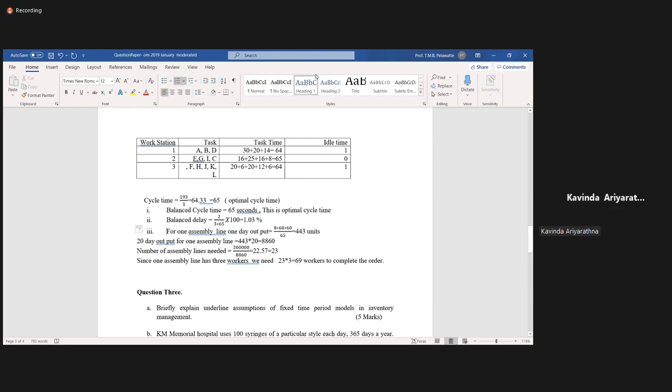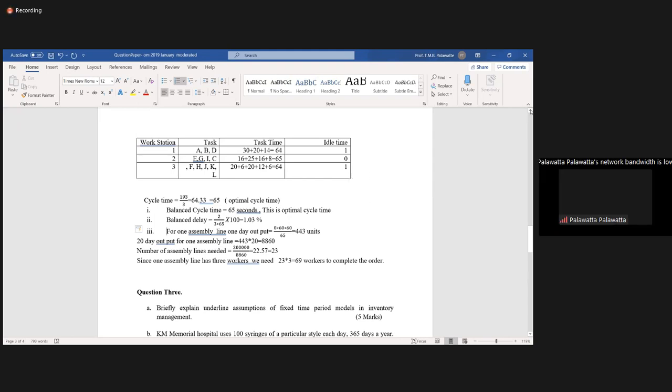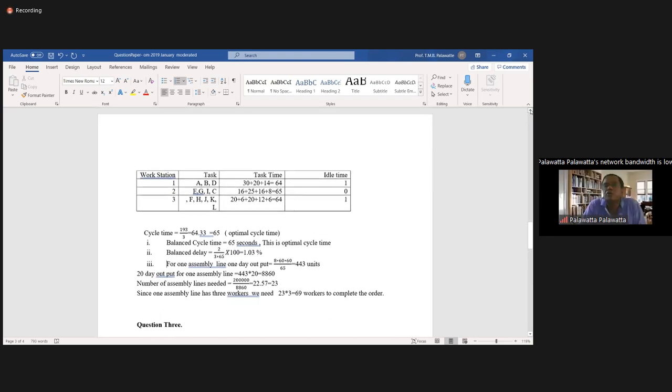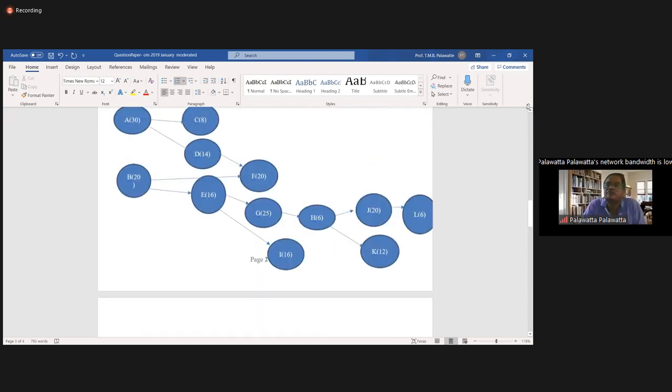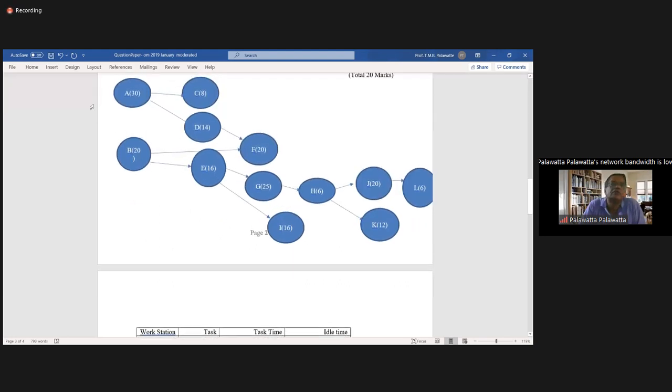Sir, how did we take that ABD and EGIC, do we have any sequential order to take tasks under workstations like that? So you see, in the production, you need to follow the sequence. This task has to be completed in a special sequence. So that's what this precedence diagram tells. So this sequence we are not allowed to violate.